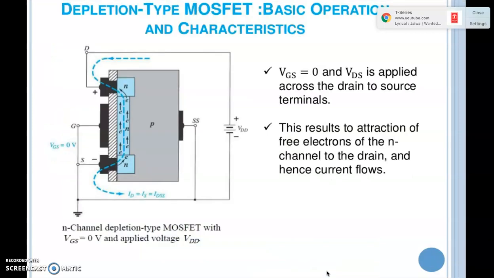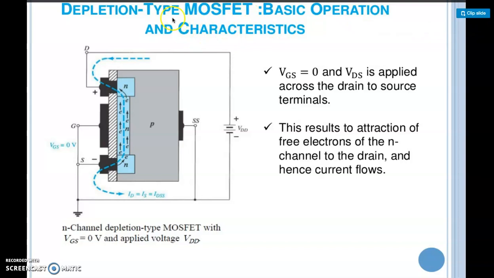The construction you have understood. Now we shall go towards the operation and characteristics of MOSFET, particularly the depletion type MOSFET. First, to understand the operation, we apply VGS equal to 0 volts. Next we apply negative VGS voltages, less than 0 volts. So we see two cases: first, VGS equal to 0, and the other, VGS less than 0.